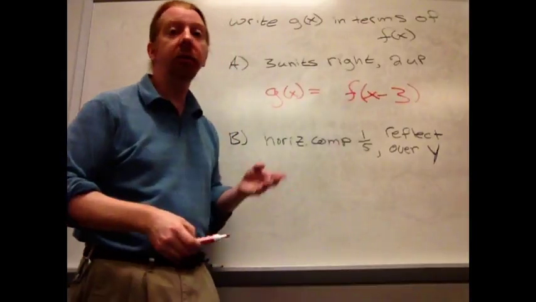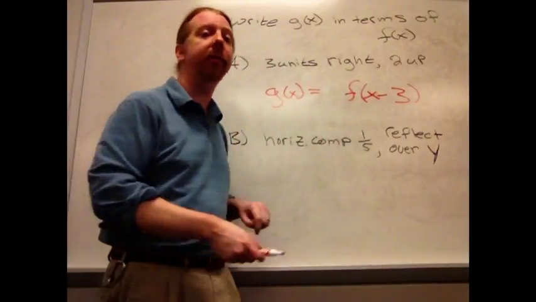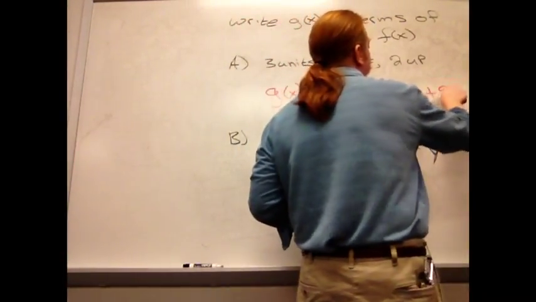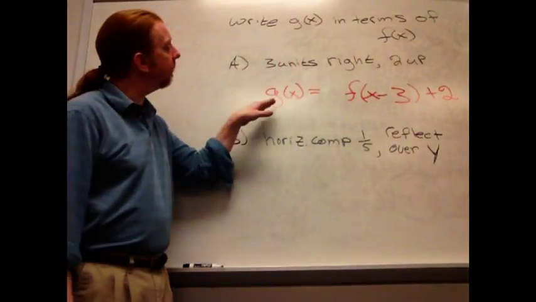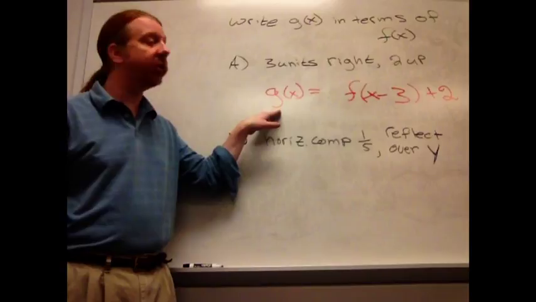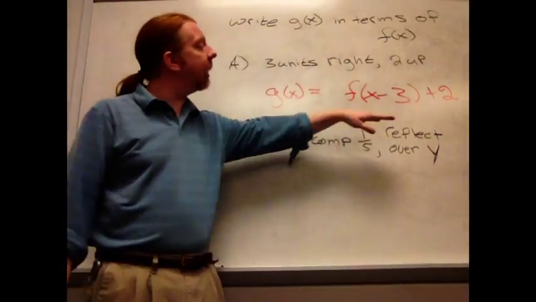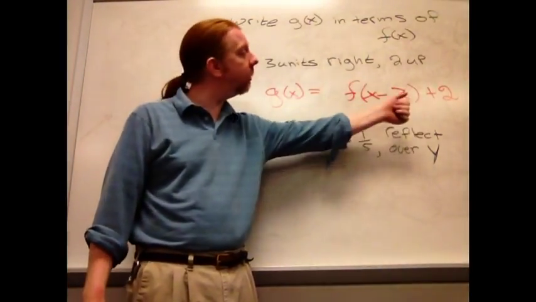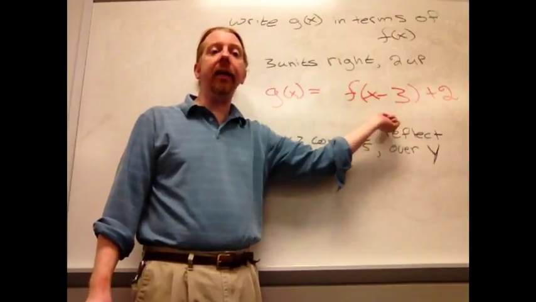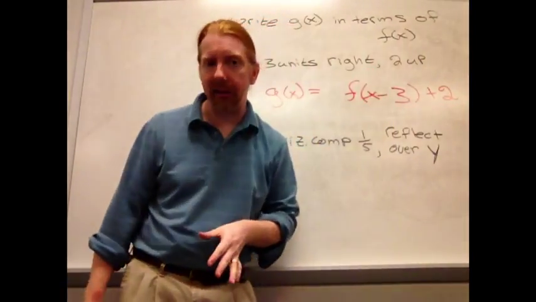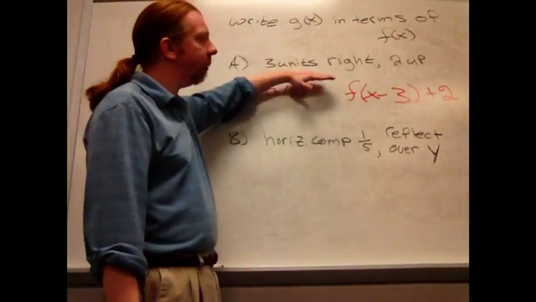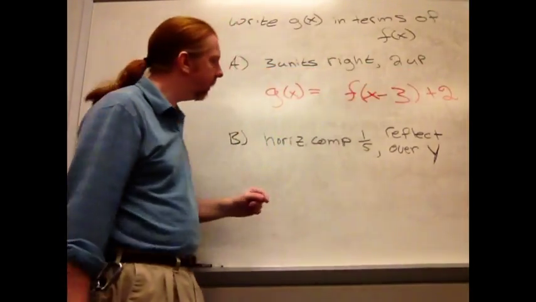2 up. Now, it's a vertical movement, so it's outside the parentheses, so I tack on a plus 2. So in terms of symbols, this is telling me that g of x can be defined as taking whatever f of x was, plugging in an x minus 3 instead of just x, and then adding 2 to the whole shebang at the end. That will effect the change 3 right, 2 up.